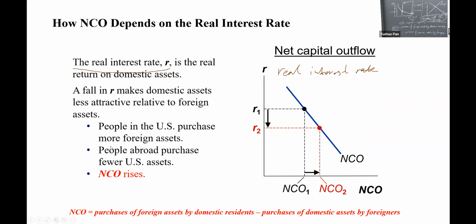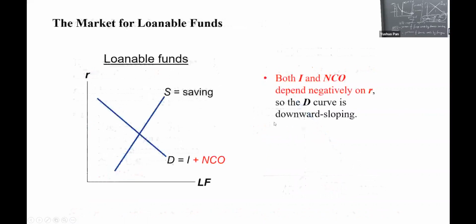So people in the United States purchase more foreign assets and people abroad purchase fewer US assets, and the NCO rises. Again, NCO equals the purchases of foreign assets by domestic residents minus the purchases of domestic assets by foreigners. So this slide tells you why there is a negative relationship. And again, this is the loanable funds market for the open economy, and the difference between the open market and the closed market is this one.